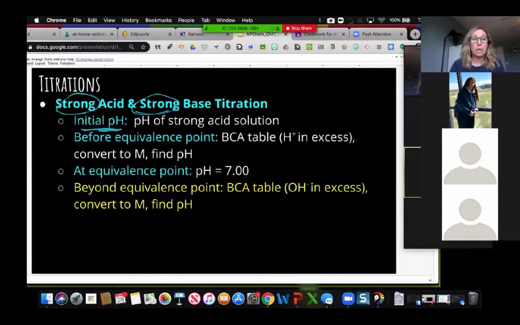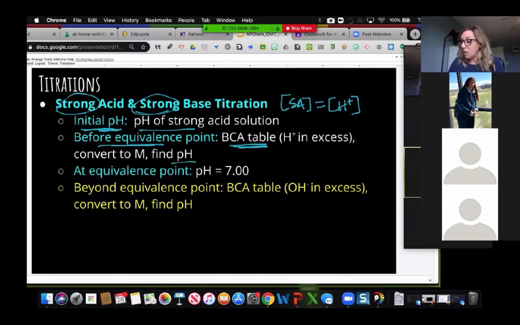They might ask you what the initial pH is. So to get the initial pH, it's the pH of the strong acid solution. So if you remember, if you have the concentration of a strong acid solution, that's equal to the concentration of the H+. So then if you know the H+ concentration, then you can use your pH calculations to figure that out. Before the equivalence point, so if you want to know the pH before you've reached the equivalence point, then you're going to use something called the BCA table, and that's what we're going to learn how to do today. And you're going to use that to find the pH.